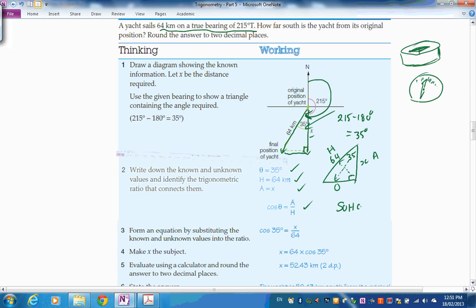Why? Let's check it with SOHCAHTOA. Yep, we've got adjacent and hypotenuse, so we've got this one, cos of 35. Remember, x has been divided by 64, we'll reverse it, times by 64. Then to get x back again, we have to work that out on the calculator.